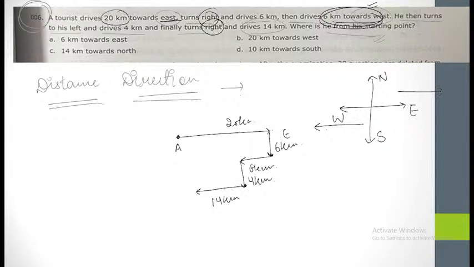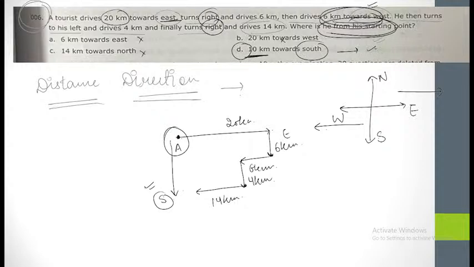So the question is asking where he is from the starting point. So the starting point is A. So from here he is in which particular direction? Because from this point the end direction is in the downward area. So that means south. If you get to this particular point that the direction is south, you can easily eliminate the three options and easily get to the answer number D being the correct answer.